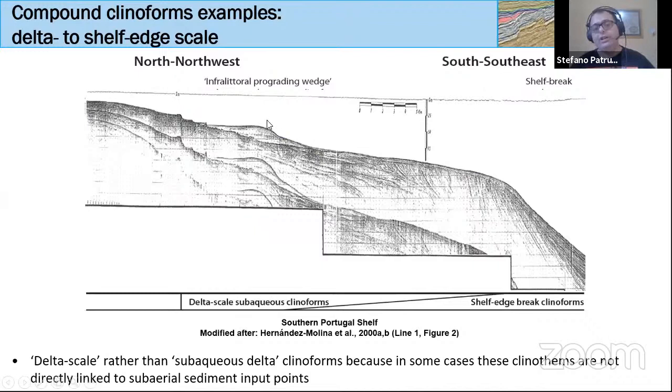So you can see this is the delta scale system progressing in the Holocene. That's what Hernandez Molina et al. 2000 called infralittoral progressing wedges. Essentially, it's a sand-prone delta scale subaqueous clinoform, according to our definition. And then this is plastering, so very much passive, the shelf break, hundreds of meters height, compound at the same time.